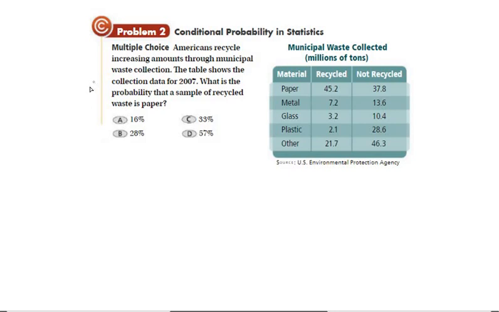This is a multiple choice question. Americans recycle increasing amounts through municipal waste collection. The table shows the collection data for 2007. What is the probability that a sample of recycled waste is paper? This is the probability of paper given recycled.